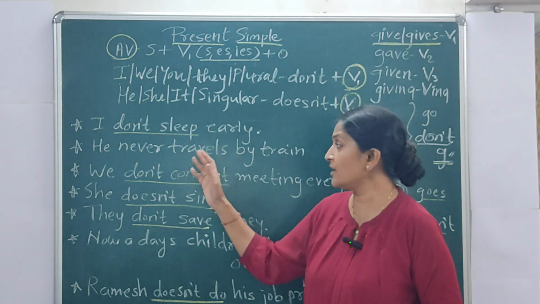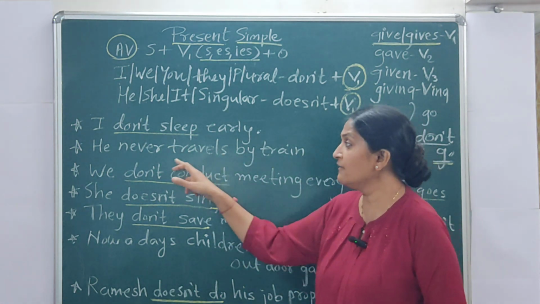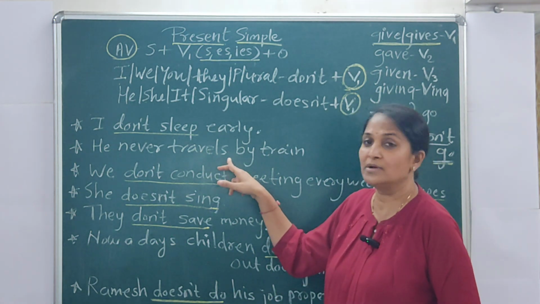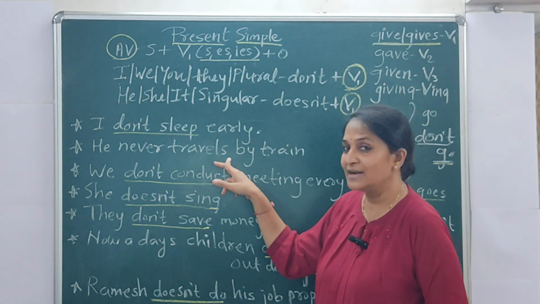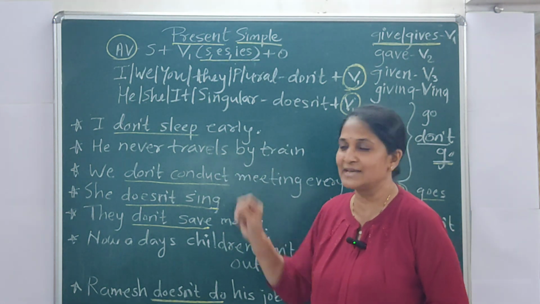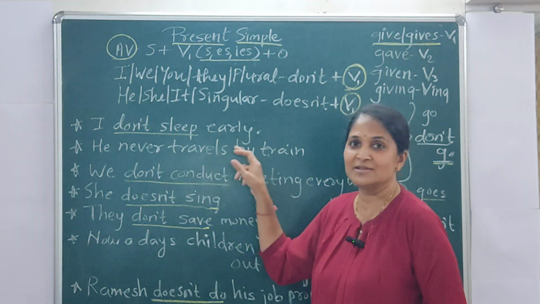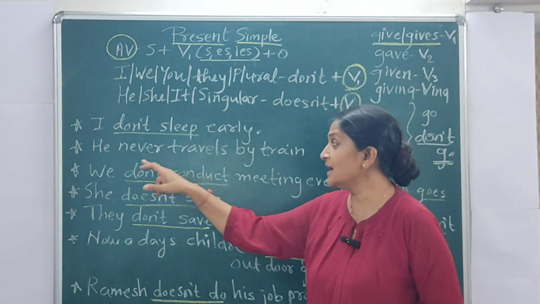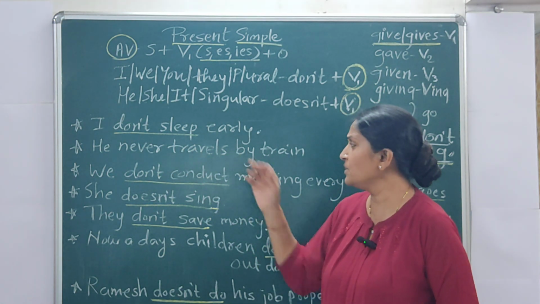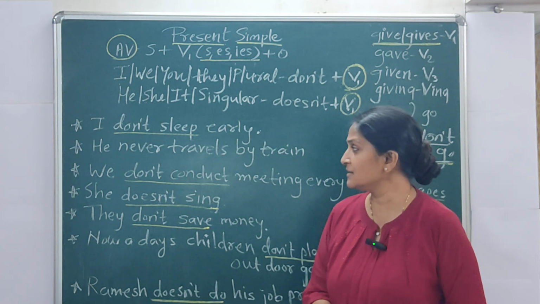Now, he never travels by train. Never, I have used an adverb, right? So with never we need to put S. Students are doubtful about this, so for that only I put this example here. He never travels by train. So he doesn't travel, but he never travels by train. वो कभी भी ट्रेन से नहीं ट्रैवल करता है.